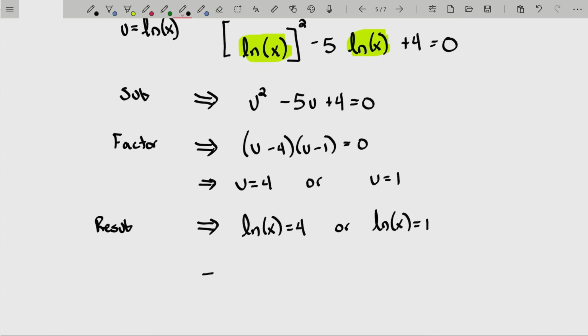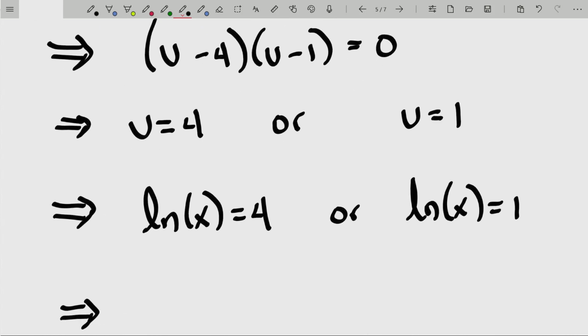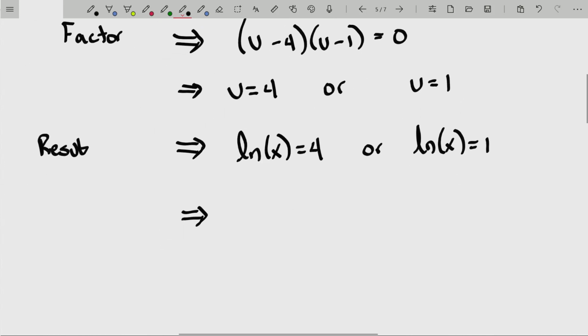And solving for x in both cases, the natural log, by the way, or any logarithmic function, has a domain of all real numbers. So both of these right now are realistic answers. So we're going to go ahead and continue forward here. We get that x is e to the 4th or x equals e to the 1st. Those are our two possibilities.